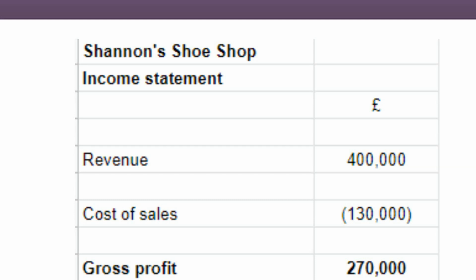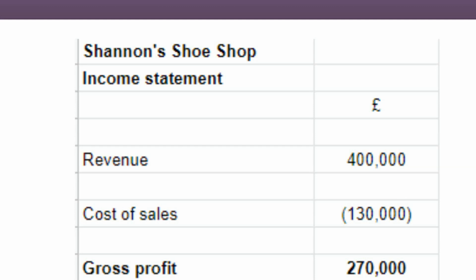So, to work out the gross profit figure for Shannon's Shoe Shop, we need to take the cost of sales away from the sales revenue, and that gives us a gross profit of £270,000. Okay, now we have the gross profit figure, we need to work out the business's operating profit.